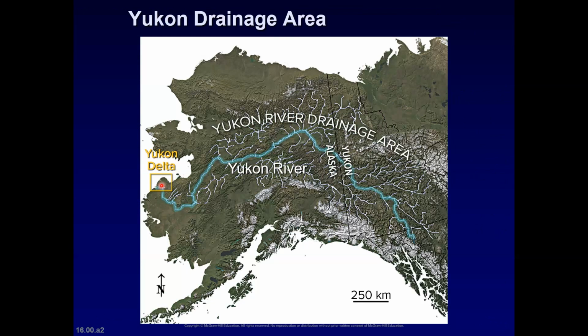Okay, so thinking about the Yukon River drainage area, and the Yukon Delta was where we were just looking, kind of a different orientation now. We have this whole huge network of rivers and streams that feed into the Yukon River and then ultimately discharge and deposit the Yukon Delta. It's just a really large area.